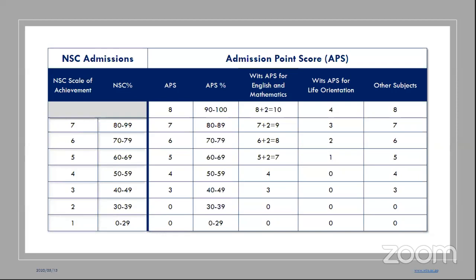I just have another question here that's popped up. It's about medicine and surgery.